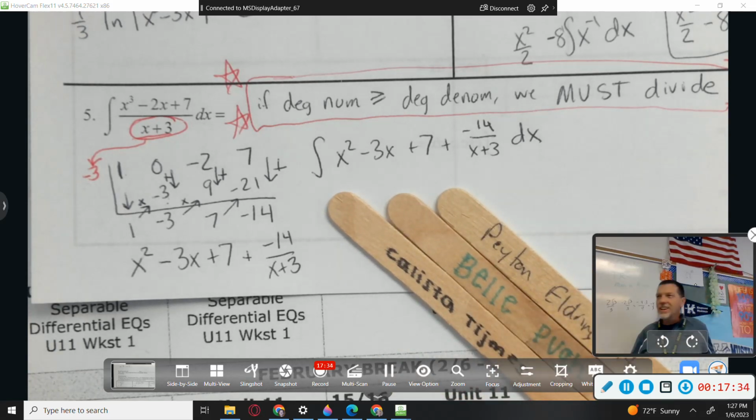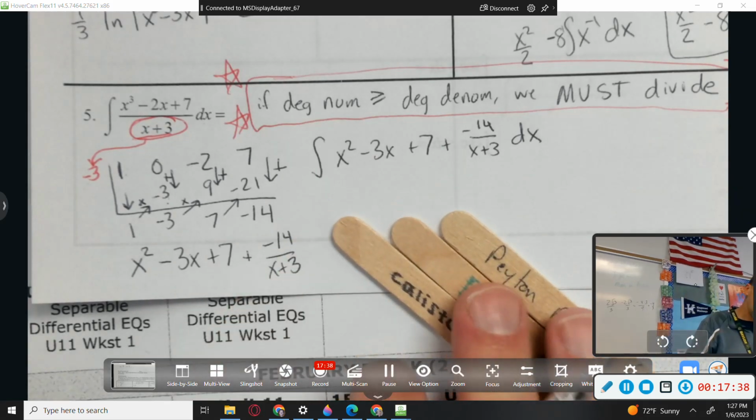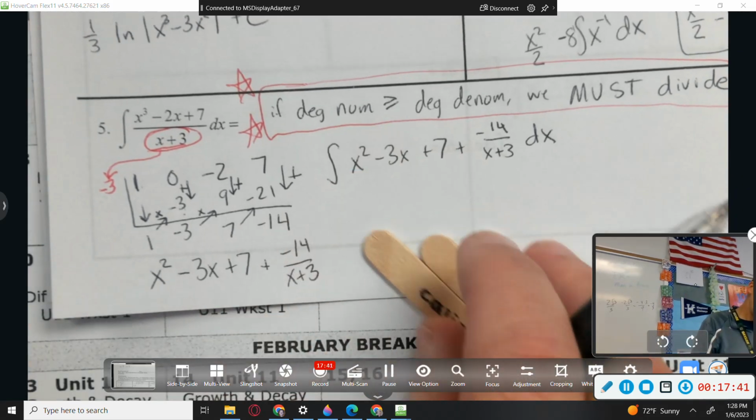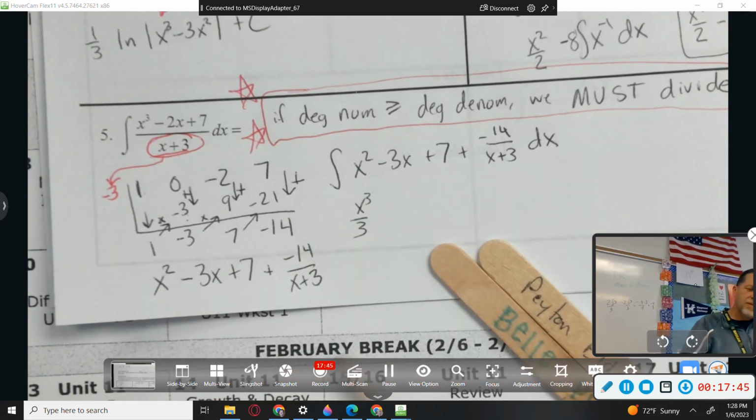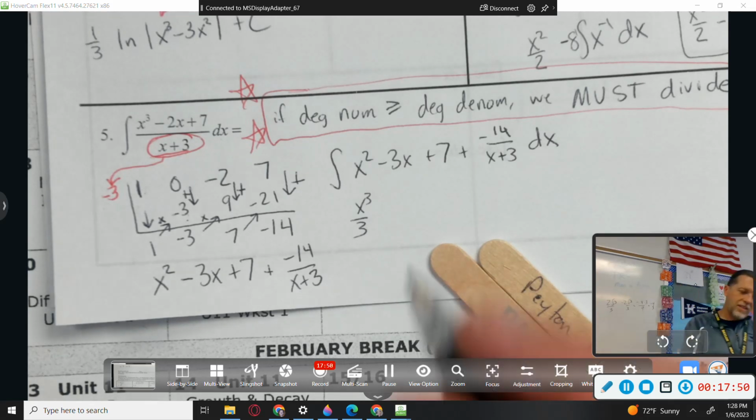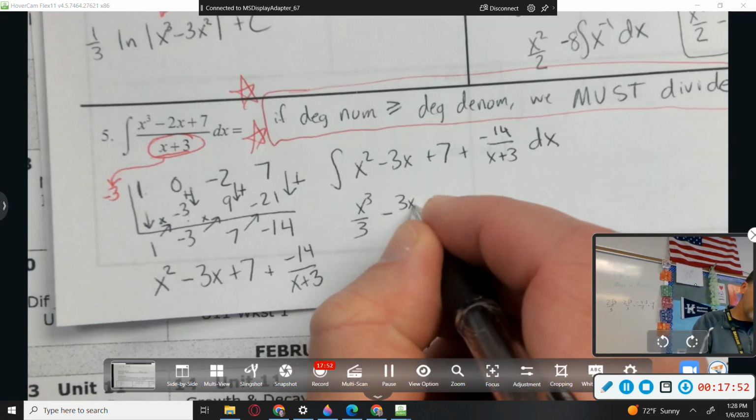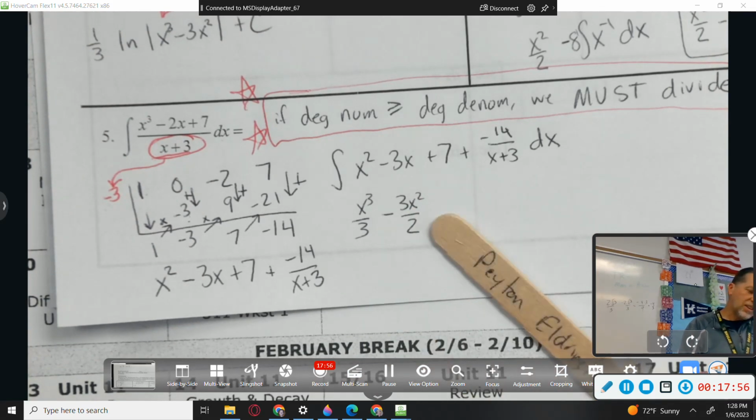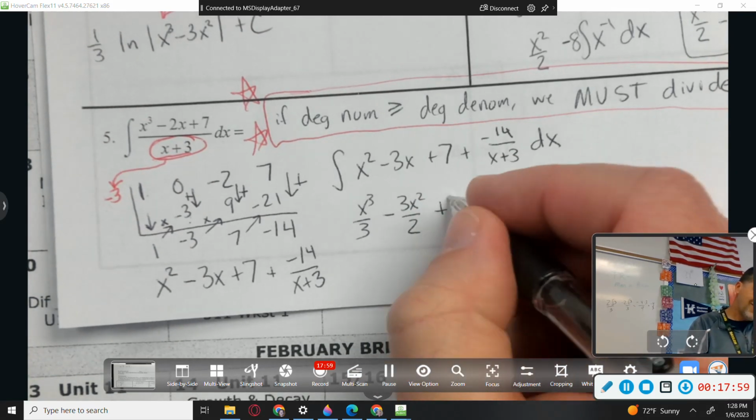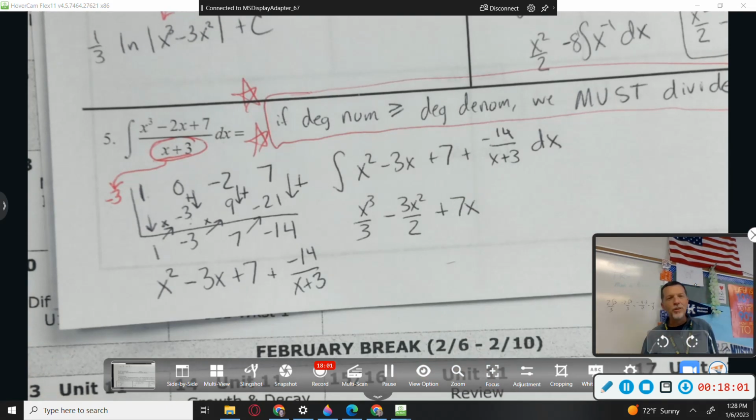So, Callista, what's the antiderivative of x squared? X to the 3rd over 3. Good. Belle, how about the antiderivative of negative 3x? Negative 3x squared over 2. Good. And Peyton, the antiderivative of 7? 7x. Alright, those are the easy ones. That's old school power rule, no big deal. Now what about the last one?